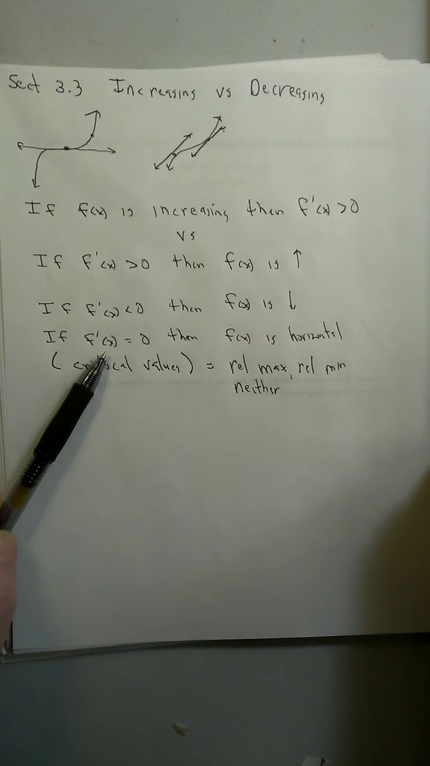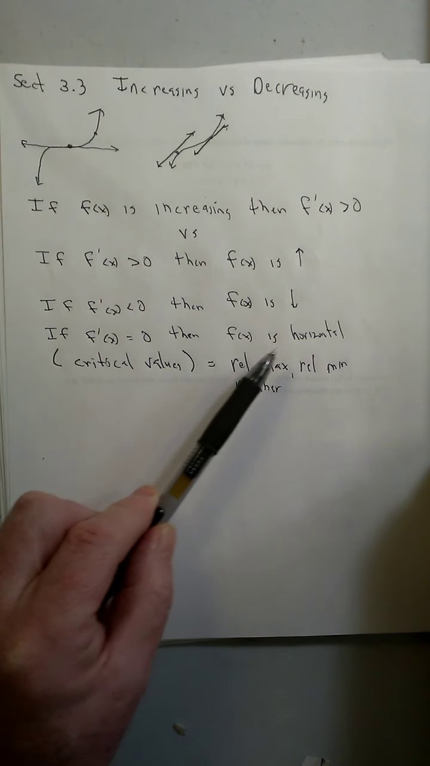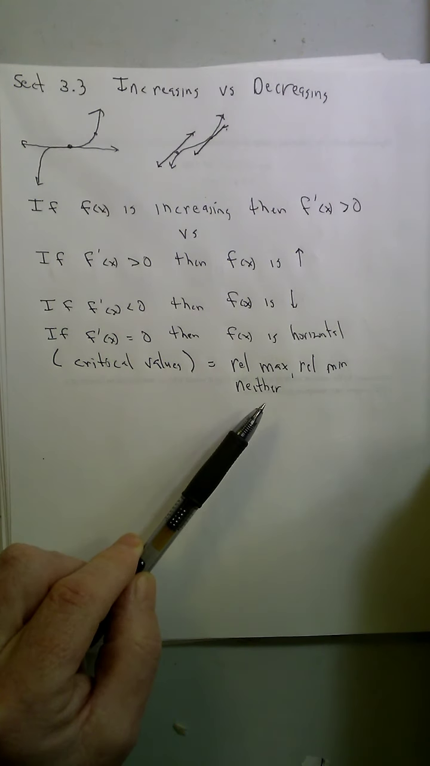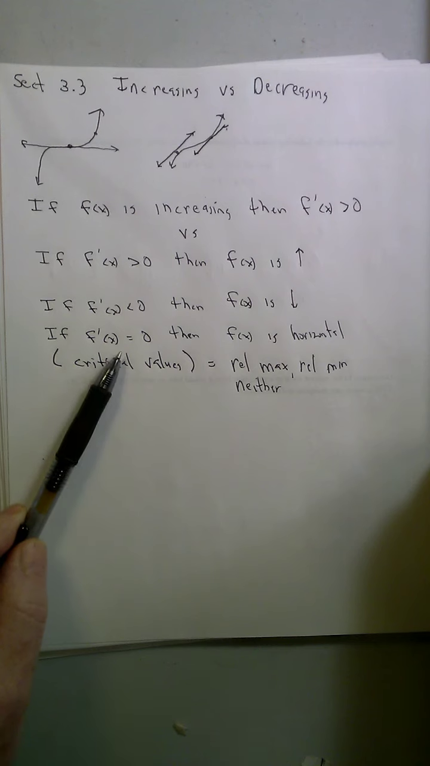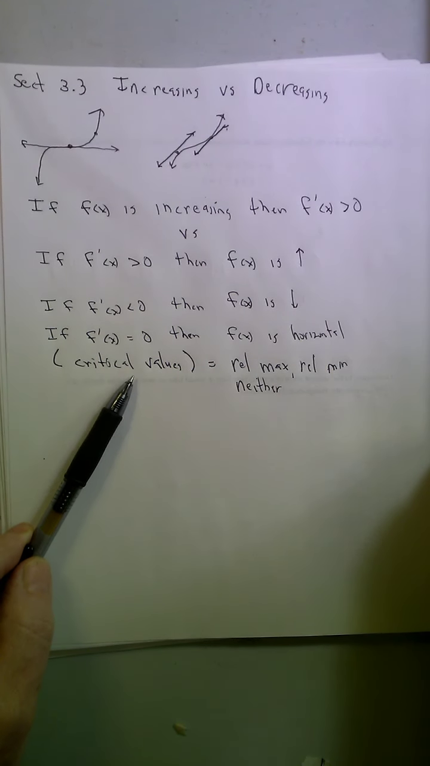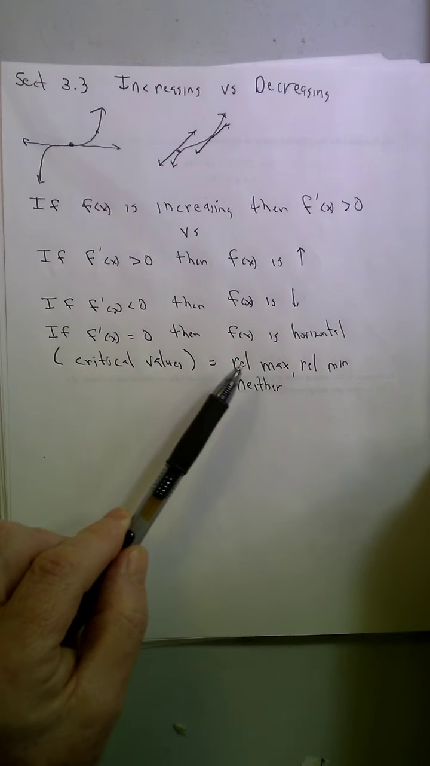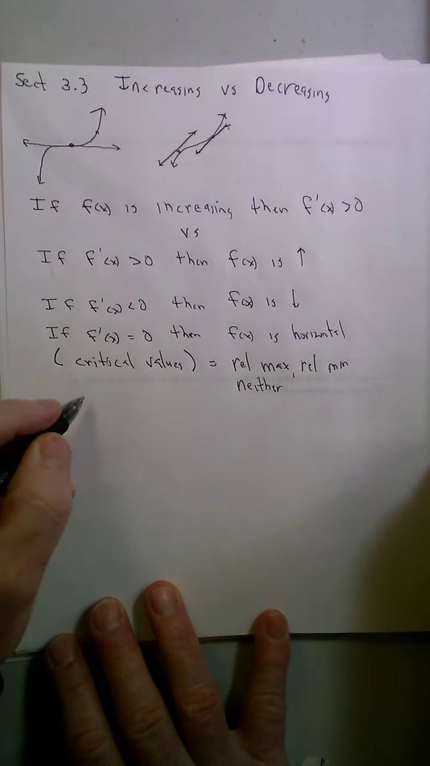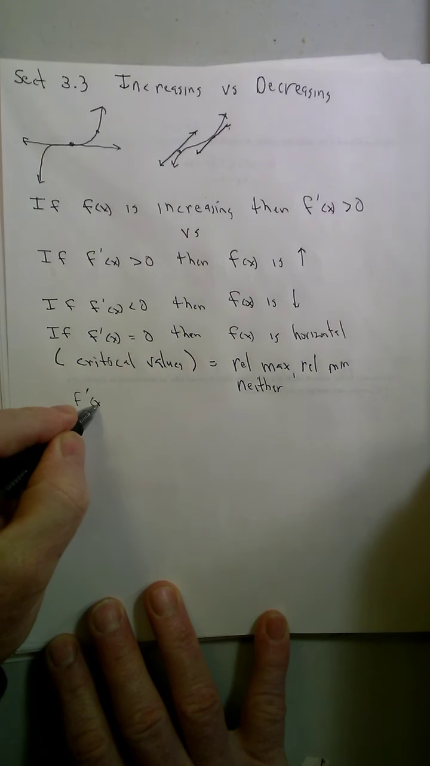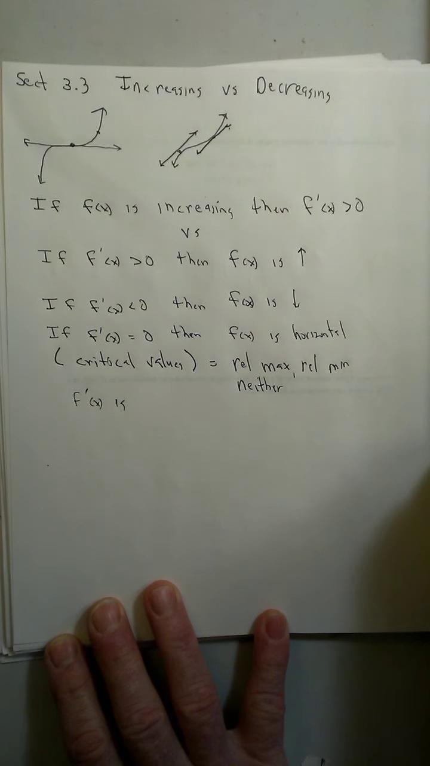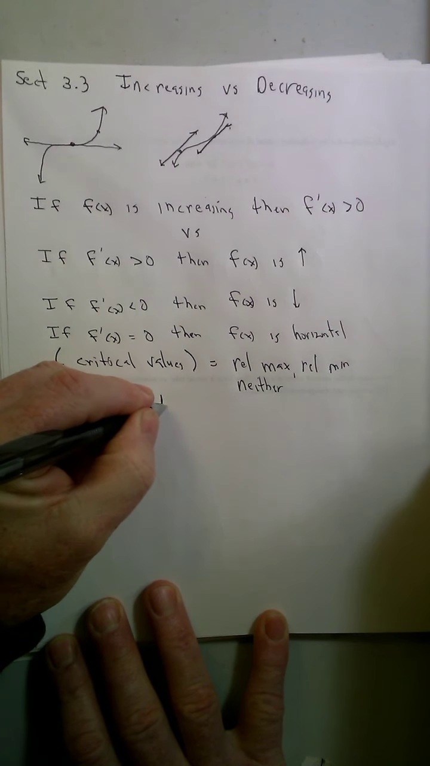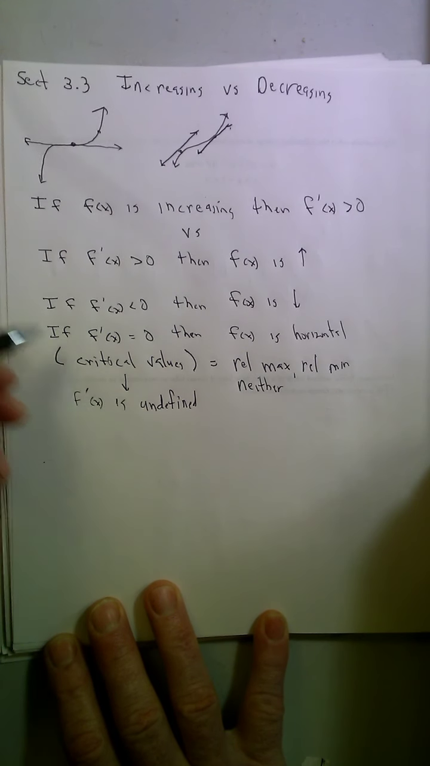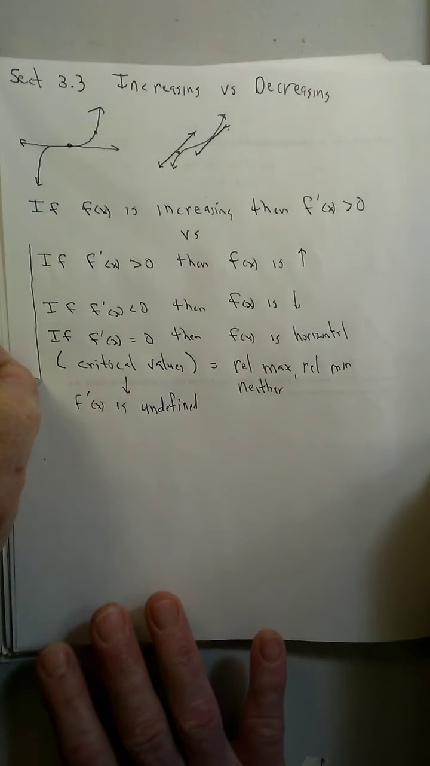Okay. If the derivative is equal to 0, you have a horizontal tangent line, not necessarily a max or a min, because you could have a flat spot. So where the derivative is equal to 0, those are called critical values. You could have a relative max, a relative min, or neither. Now also remember that when the derivative is undefined, you have critical values also. Right, so these guys are true statements.